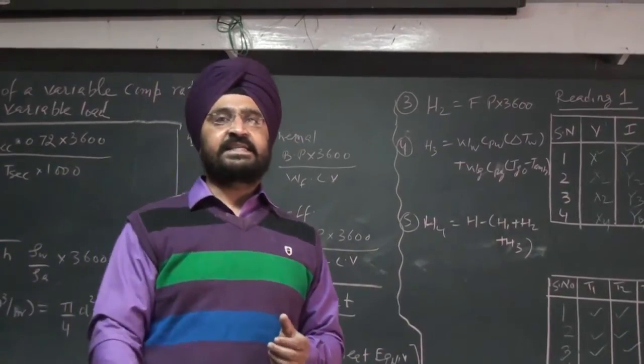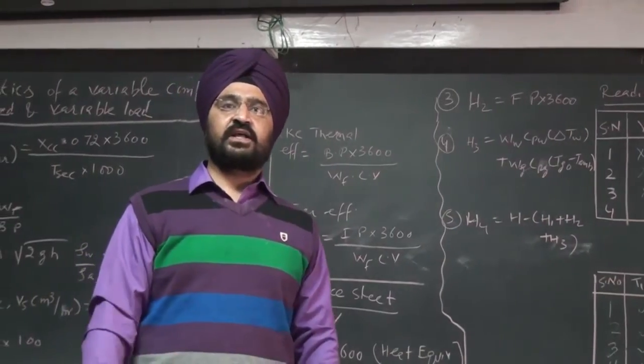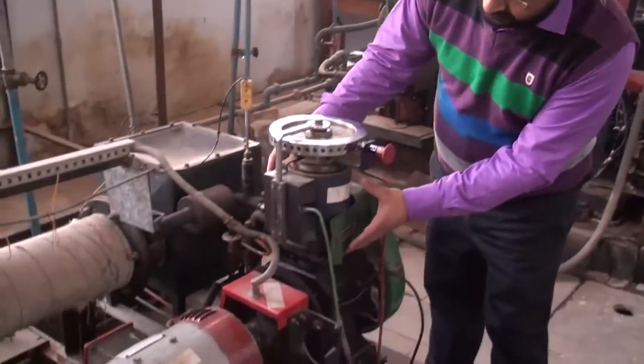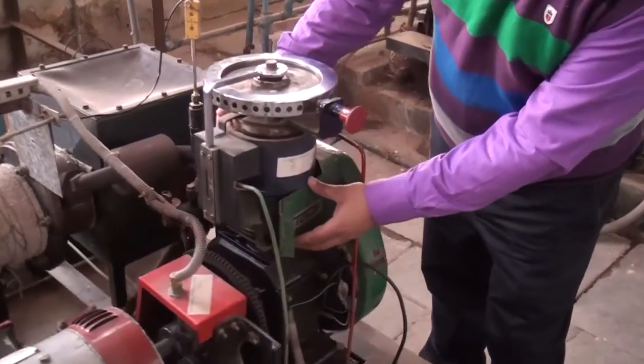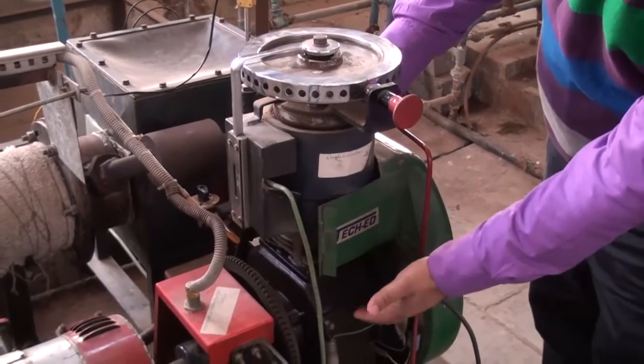Now we will see how the engine is running, and what the various parts of the engine are. Okay, so let's run the experiment. What we have is a single cylinder 4-stroke petrol engine.